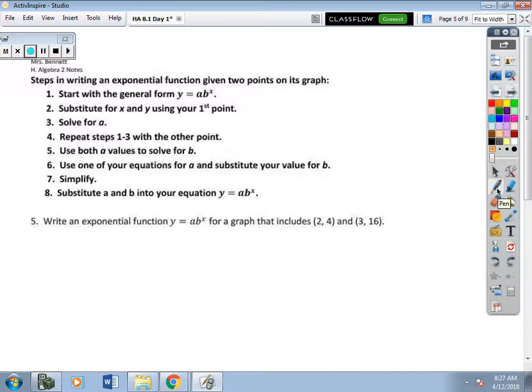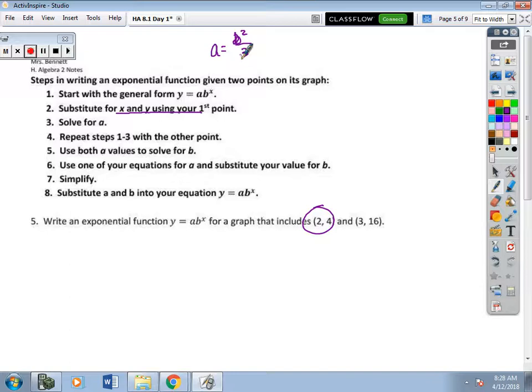So I have steps typed out here, and we're going to go over those in depth when we go through each one. So you're going to start with your general form, y equals a times b to the x. You'll substitute in x and y from your first point, or your second point, doesn't matter. But you'll take one of the points and plug that in for x and for y. And then you'll solve for a. So when I say solve for a, you're going to get something like b to the second divided by 3. You're not going to get an actual number, you're going to get an expression.